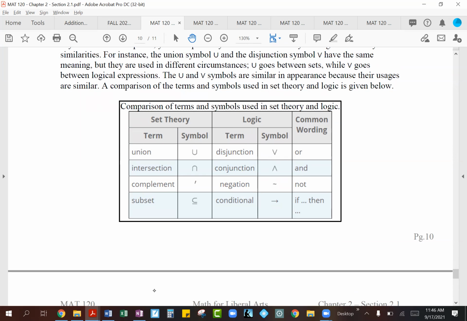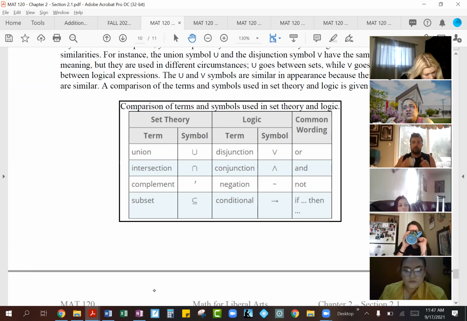So you can see your union symbol in set theory is basically coming from the same concept as the disjunction, or the "or," between your logic symbols. The intersection is coming from the conjunction, or the "and." The complement is coming from the negation, because remember, whatever is in the complement of the set is not in the original set, just like with negation.